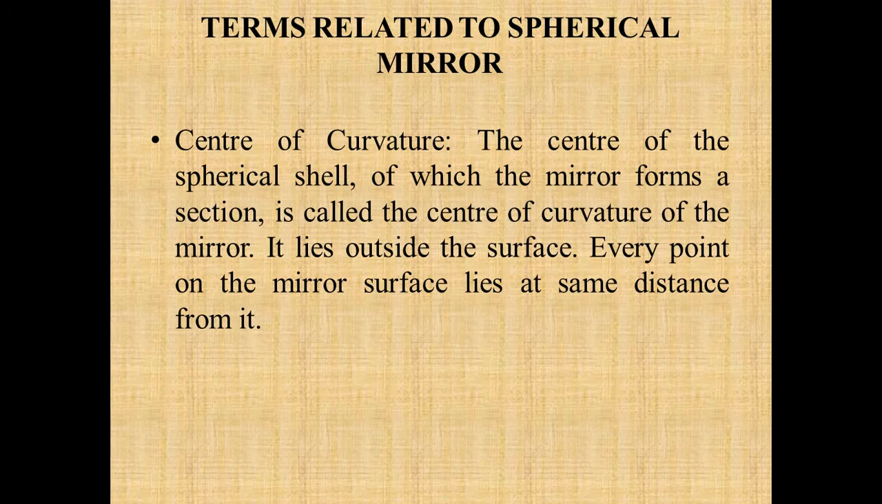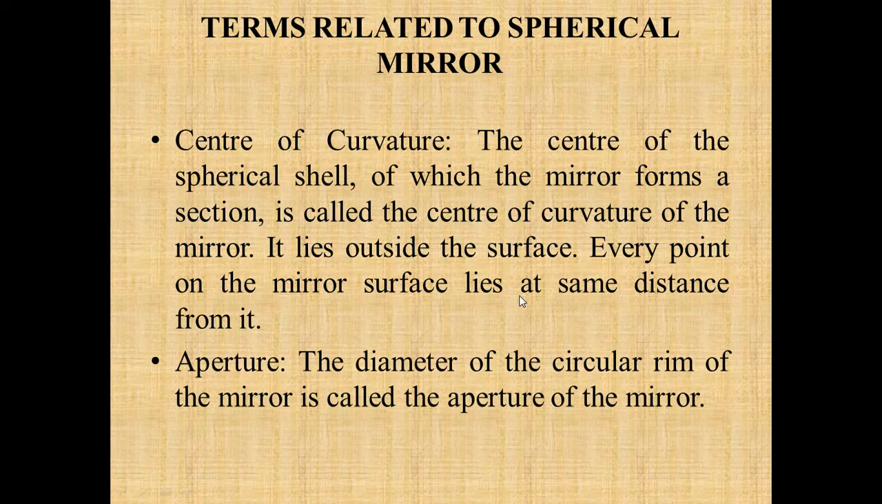Next is the center of curvature. It is the center of that spherical shell of which the mirror forms a section. Like if you suppose take a spherical ball and you cut a mirror, the center of that spherical shell or ball will be the center of curvature of the mirror. It lies outside the surface and every point on this mirror surface lies at the same distance from it. We already knew that the center of the sphere or circle is a point from which every point on the surface of the spherical shell will lie at the same distance.